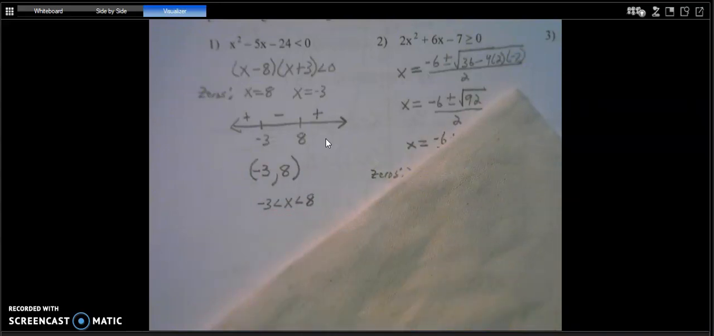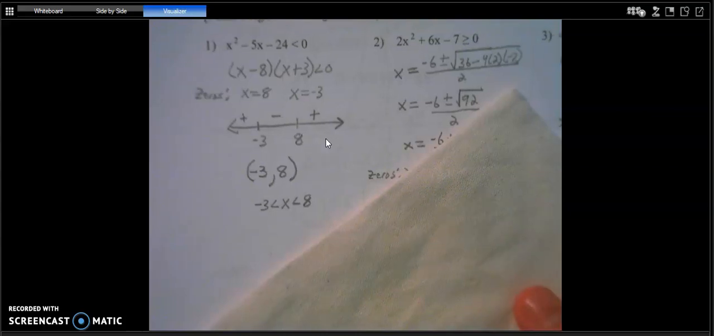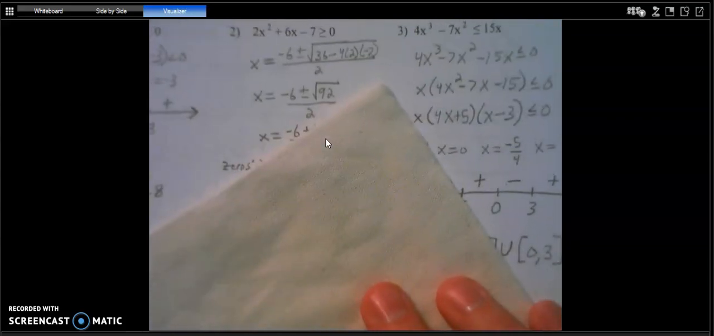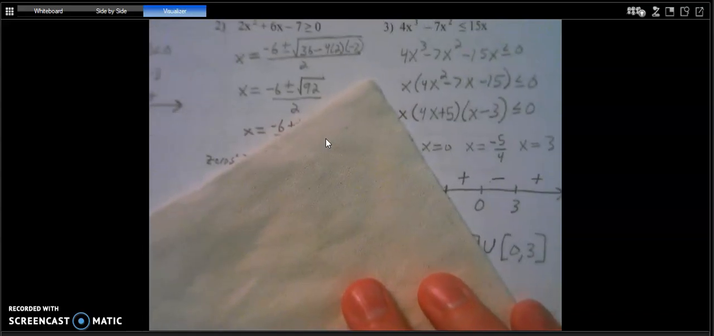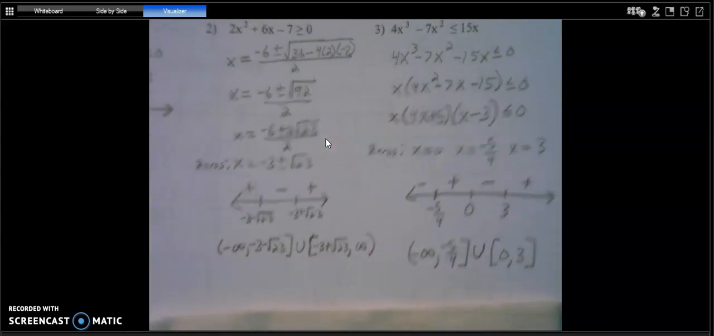Okay, so that's just a basic example of the process we go through. Do the same process for the next two, number 2 and 3. And if you need to pause the video again, go ahead. I'm going to put the answers up though.